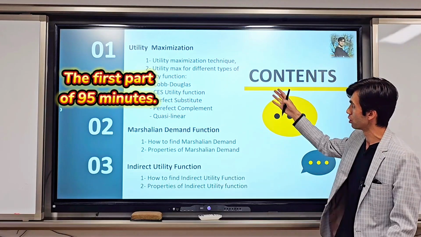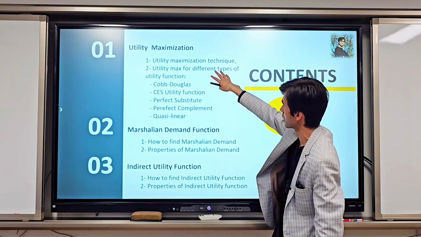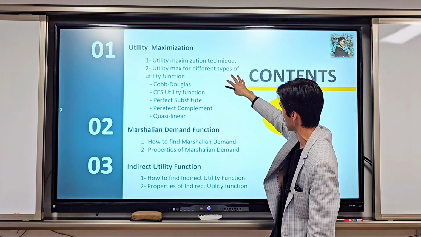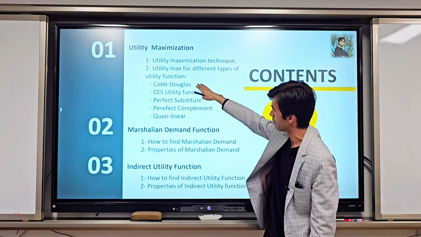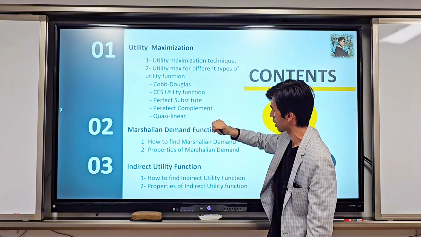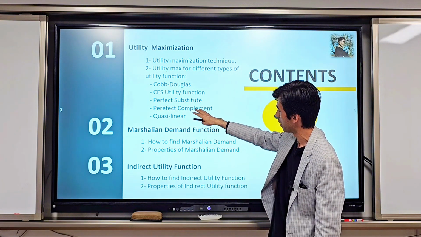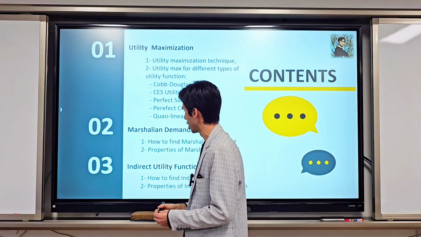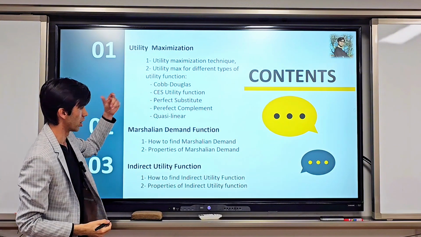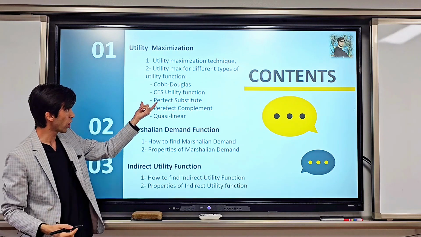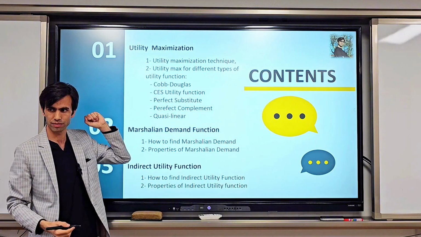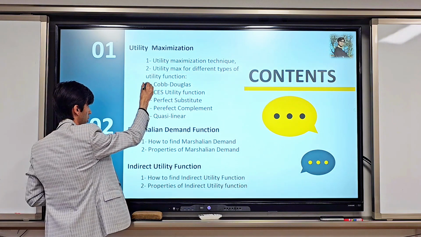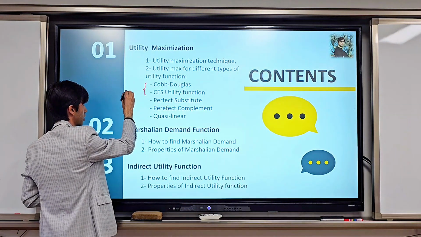When it comes to utility maximization, first we will talk about utility maximization techniques and utility maximization for different types of utility function, which is Cobb-Douglas, CES utility function, perfect substitute, perfect complement, and quasi-linear utility function. Because Cobb-Douglas is a special type of CES utility function, the technique that we use for these two are the same.